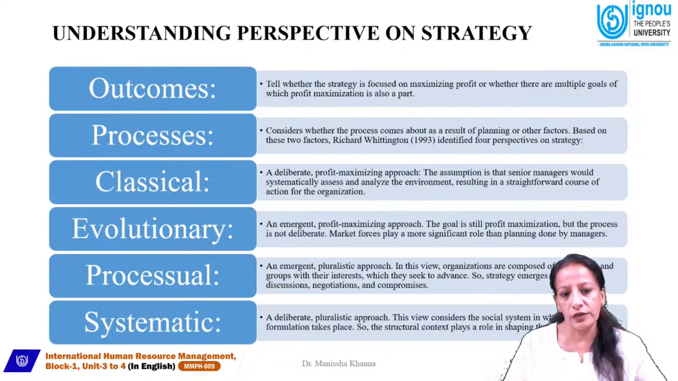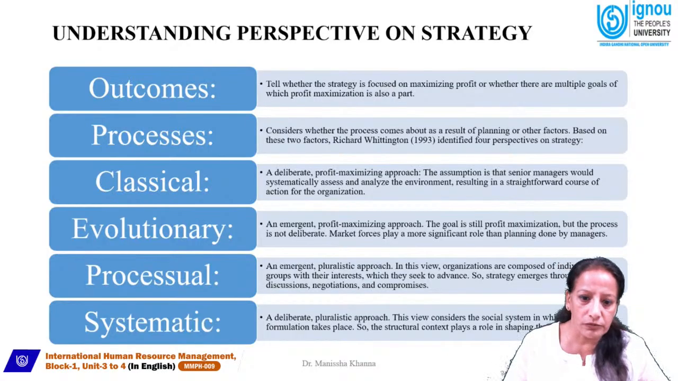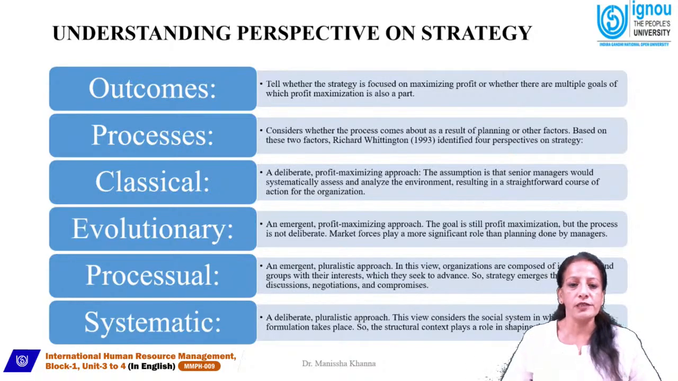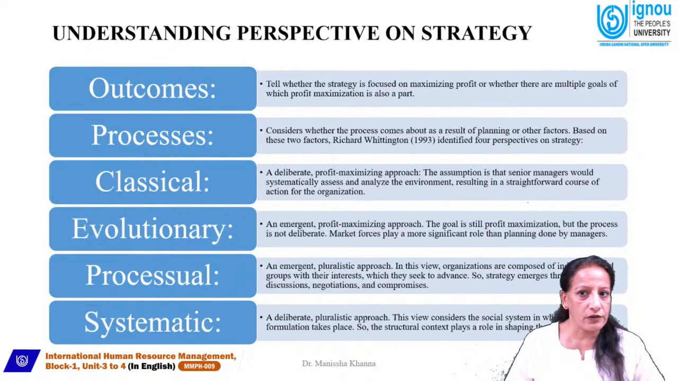Whereas the processual approach basically focuses on processes. The organization is composed of individuals and groups with their own interests. So the strategy emerges through discussions, through the processes, through negotiations, or maybe sometimes through compromises where they can find the best of the processes. And the other one is the systemic, a deliberate, pluralistic approach where the view considers the social system in which strategy formulation takes place, and the structural context plays a very important role in that.